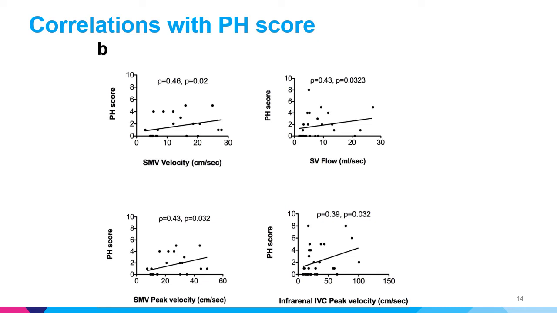Flow parameters in several vessels showed modest correlations with the PH score. Thus, the SMV velocity, the splenic vein flow, the superior mesenteric vein peak velocity, and the infrarenal IVC peak velocity were moderately correlated with the PH score.